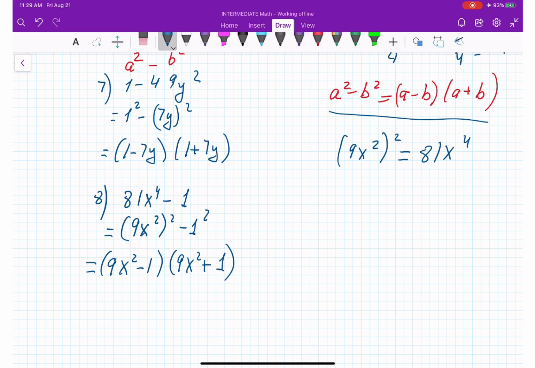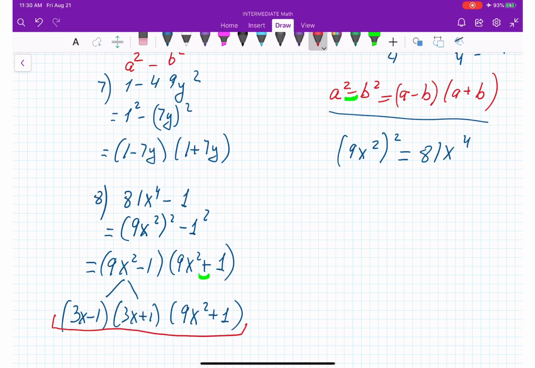Okay, so if I apply the formula a squared minus b squared, what am I going to get? It's going to be 3x minus 1, 3x plus 1. But 9x squared plus 1, you cannot touch it, because this formula exists only for difference. It doesn't exist for addition. Therefore, this 9x squared plus 1, we just simply move down here. And this is going to be our answer. All right? Okay. Next.